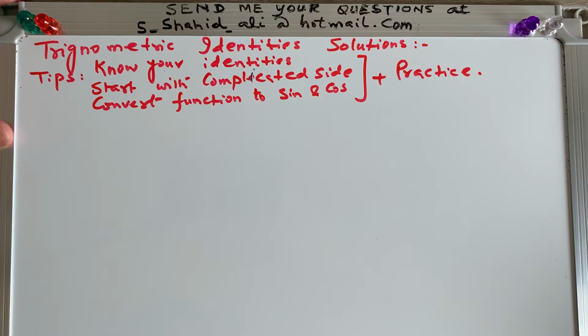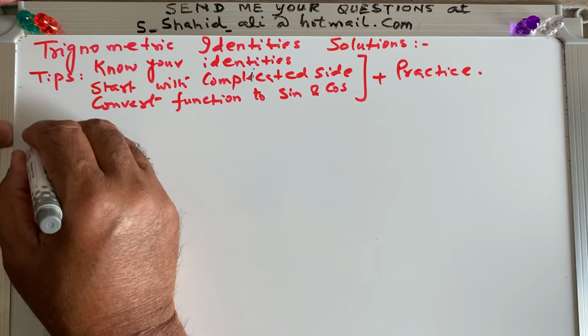Sometimes you have to focus on the other side too, because sometimes you get stuck on the right hand side or left hand side and you cannot get anywhere close. So you have to simultaneously solve the right side and left side to prove that the two identities are equal. That is the most complicated situation, where you have to keep an eye on the other side of the equation as well. So you have the tips: you have to know your identities, start with the complicated side, convert functions to sine and cos, and then you must be practicing.